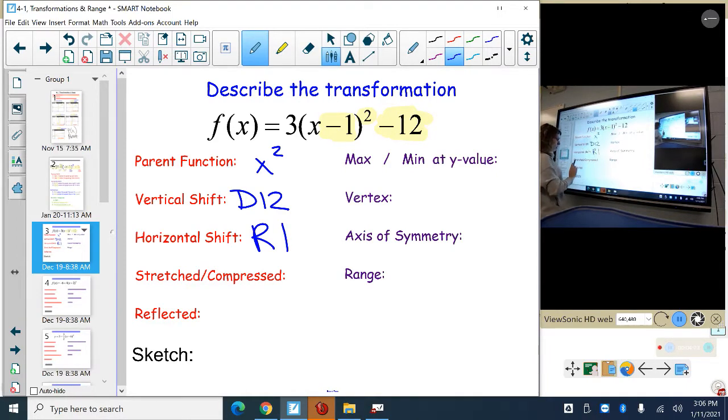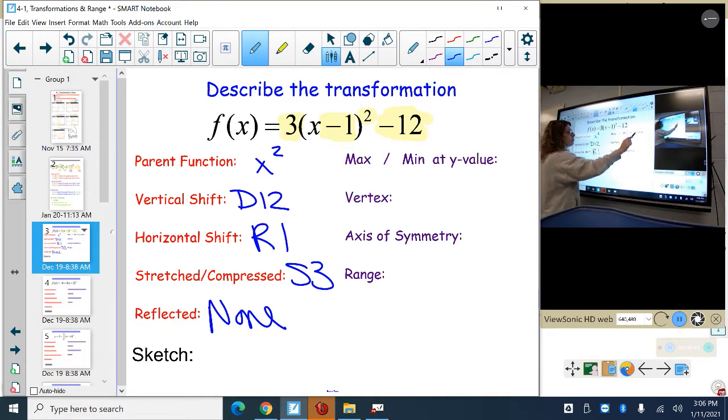The stretch or compress, you may only have one or the other, okay? That is a 3. That 3 is larger than 1, so it's a stretch of 3. Is it reflected? Do you have a negative on the outside or a negative on the inside? No, so you write none. And then maximum, minimum at the y value, vertex, axis of symmetry, and range.